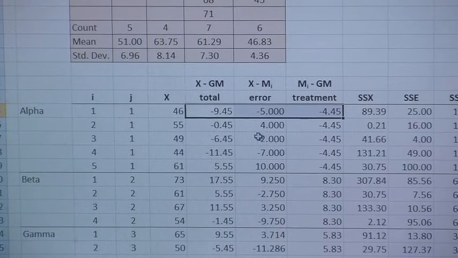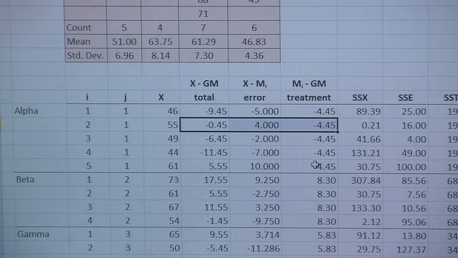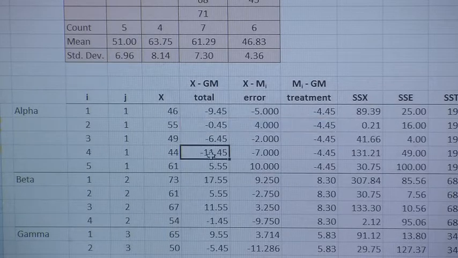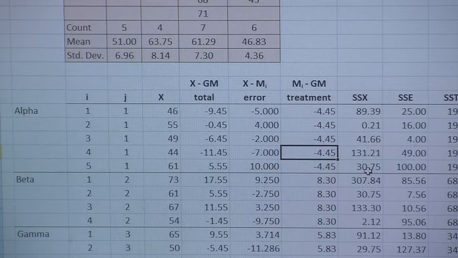Every row in this file has exactly the same partitioning of the total dispersion. Minus 11.45 is just vehicle number 4 in group 1, which has got 44,000 miles, minus the grand mean of 55,450 miles. So the total deviation to be accounted for is 11,450 miles. 7,000 of that is attributable to what we call error, and 4,450 miles of that is attributable to treatment.